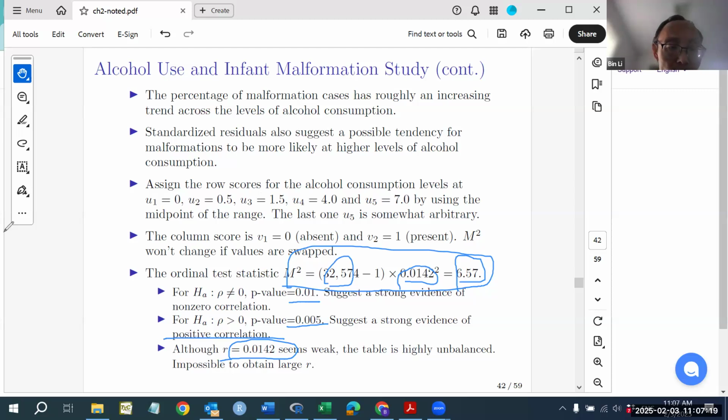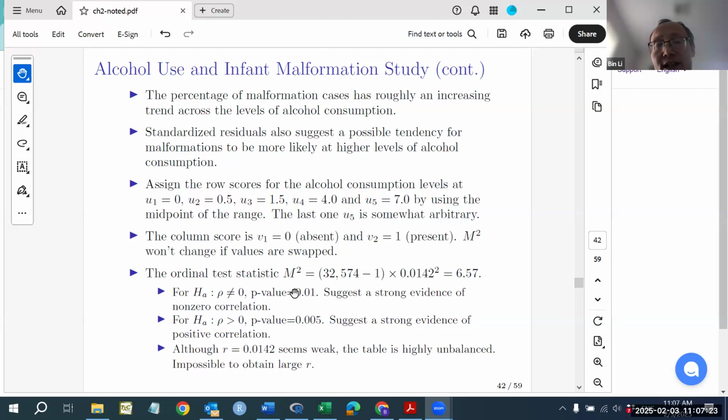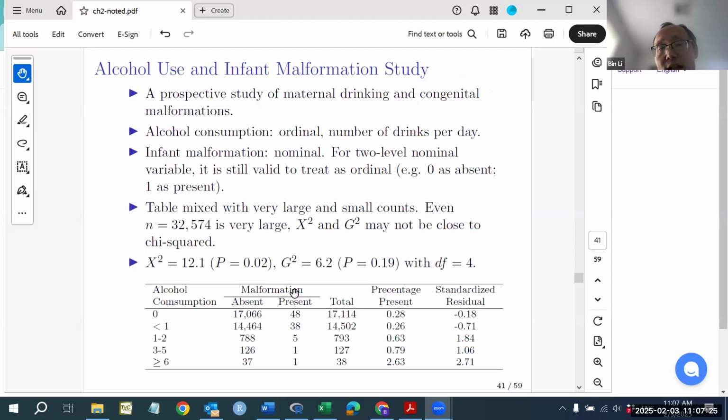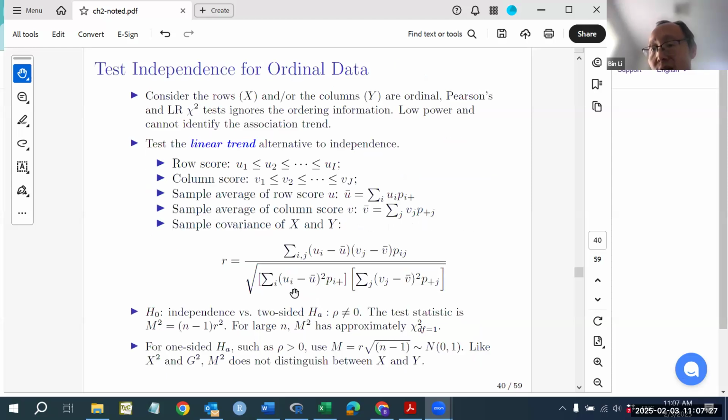So you may ask why we need to use this test. Why not just use the Pearson's chi-square? What kind of gains can we have? What is the benefit of using this test?